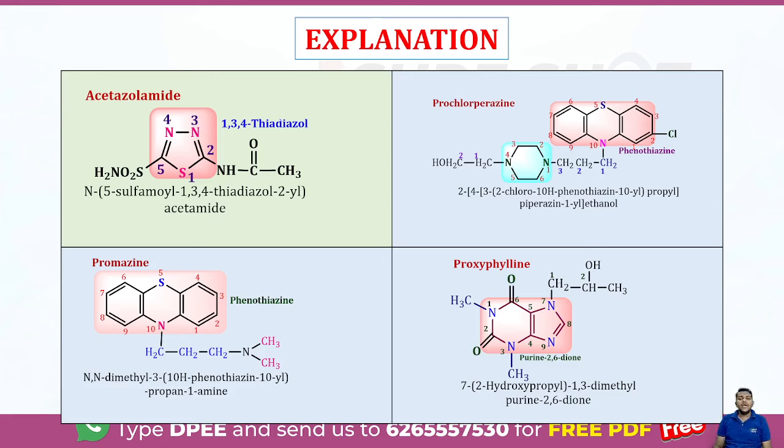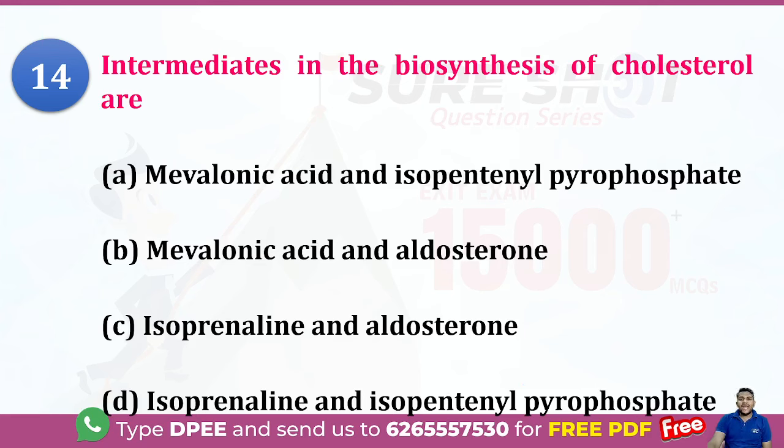So acetazolamide has the basic moiety 1,3,4 thiadiazole, whereas chlorpromazine has the piperazine ring in between, as well as the phenothiazine ring. Phenanthrene ring is present, and the purine ring is present in proxyphylline. So next question for you: what are the intermediates in the biosynthesis of cholesterol? We have the options: mevalonic acid, isopentyl pyrophosphate, mevalonic acid and aldosterone, isoprenyl and aldosterone, and isoprenyl and isopentyl pyrophosphate. So when the name mevalonic acid comes, you just have to click that this is somehow related to the synthesis of cholesterol.